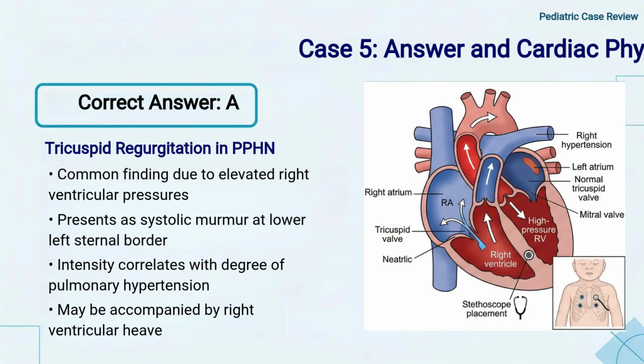In PPHN, the right ventricle works against significantly increased pulmonary vascular resistance. This pressure overload causes the tricuspid valve to leak backward, producing a regurgitant jet. The resulting murmur is characteristically systolic, heard best at the left lower sternal border, and its intensity correlates directly with the degree of pulmonary hypertension. The murmur may be accompanied by a right ventricular heave, which reflects hypertrophy of the overloaded right ventricle. Tricuspid regurgitation in this clinical context is an important bedside sign of significant right heart strain.